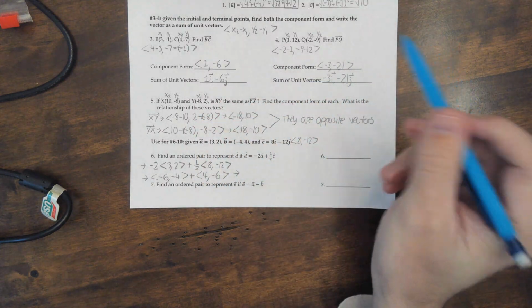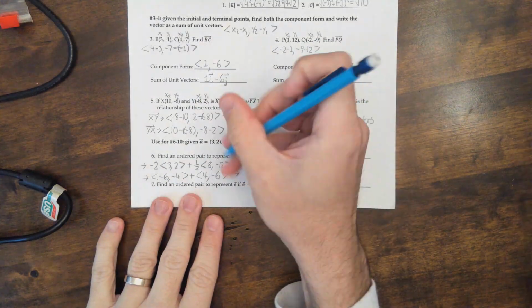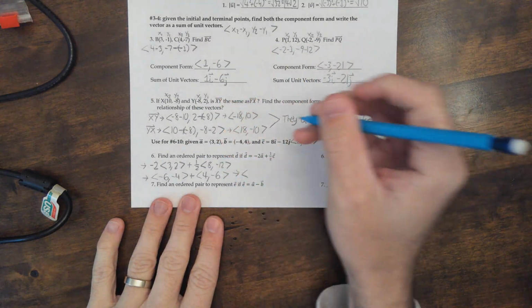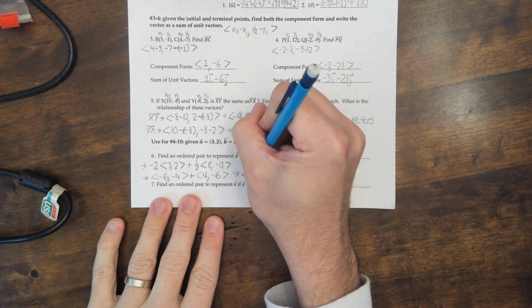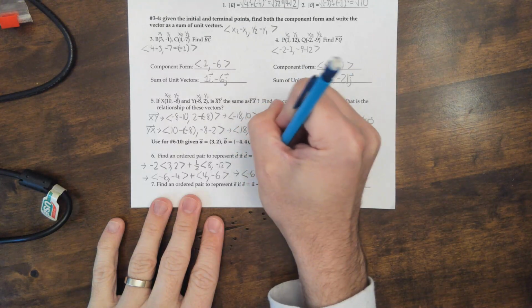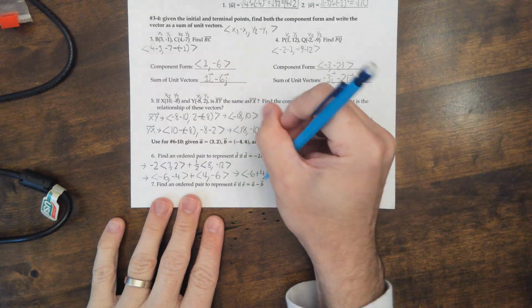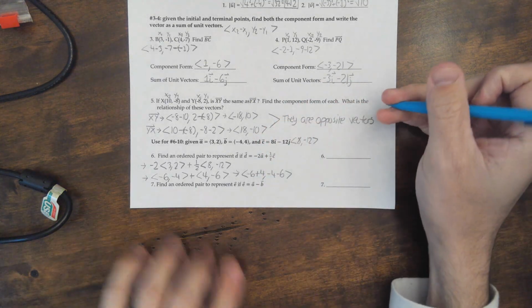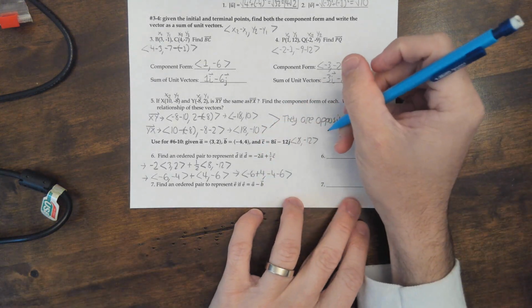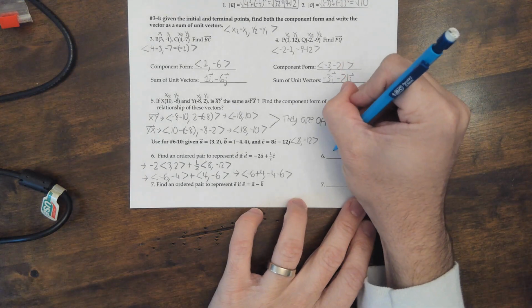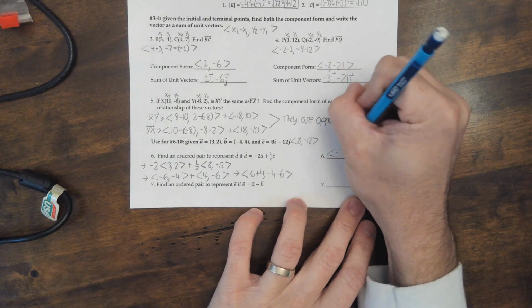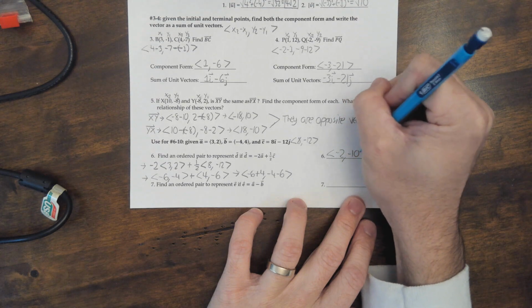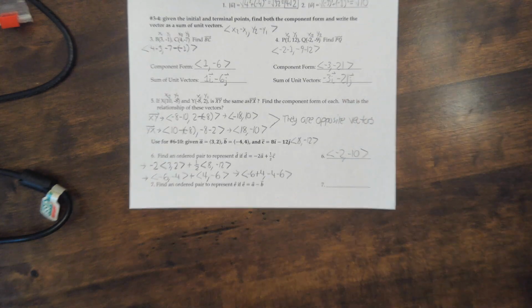Now that we have simplified, we're going to go ahead and take the like components. So you're going to get negative 6 plus 4, and then negative 4 minus 6. And now when you simplify those, this is going to be your component form. It's going to be negative 2, negative 10.